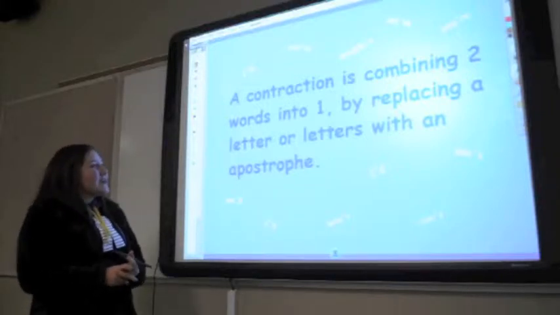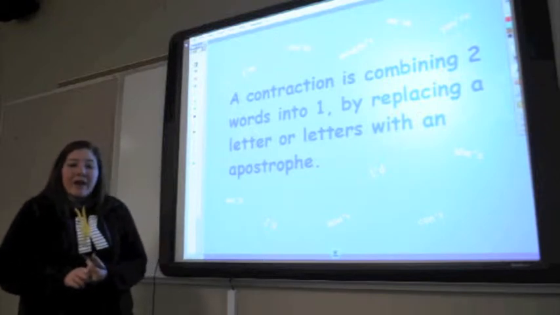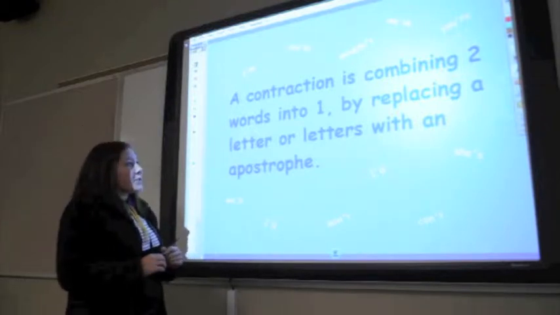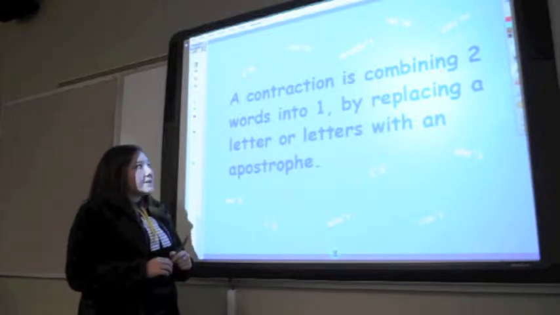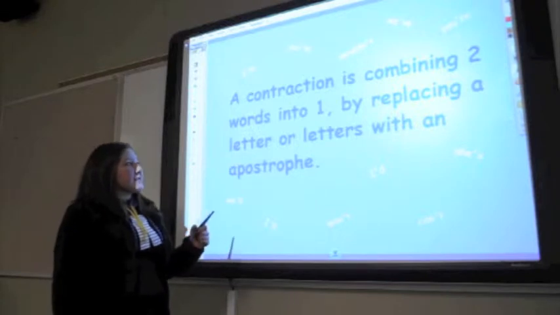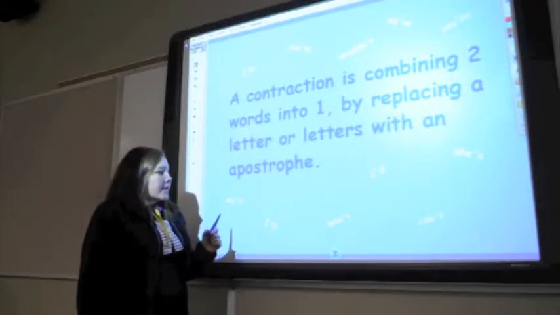Hi class. So we've been talking about contractions a little bit. For bell work I had you guys write a paragraph using 10 contractions. So we'll go over those later today, but right now I just kind of want to review what we've been learning. A contraction is combining two words into one by replacing a letter or letters with an apostrophe.